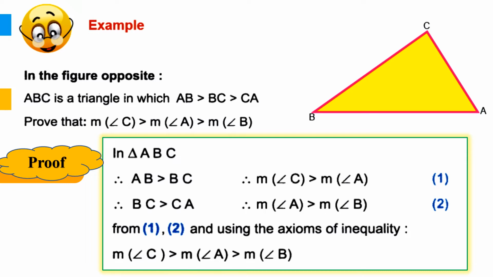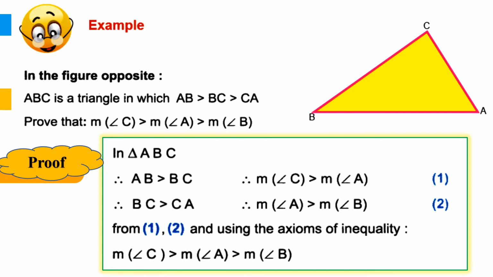Again, AB is greater than BC. Look at AB. Where is the opposite angle of this side? Angle C. And BC, where is the angle opposite to this side? Angle A. So AB is greater than BC, then the measure of angle C, because it's opposite to the greatest side, is greater than the measure of angle A.